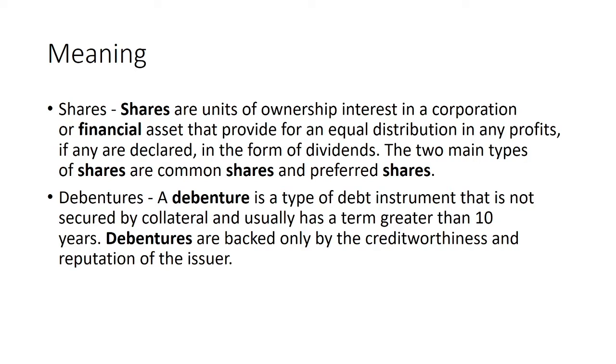Debentures. A debenture is a type of debt instrument that is not secured by collateral and usually has a term greater than 10 years. Debentures are backed only by the creditworthiness and reputation of the issuer. Basically, shares are the basic units. Shareholders are the owners of the organization, you can say, and debenture holders are the creditors of the organization.